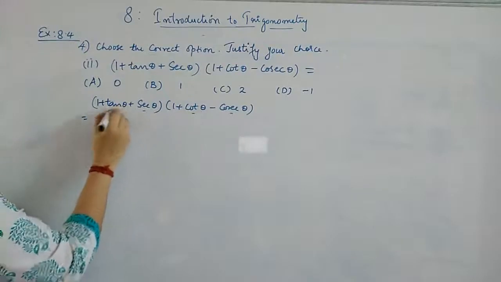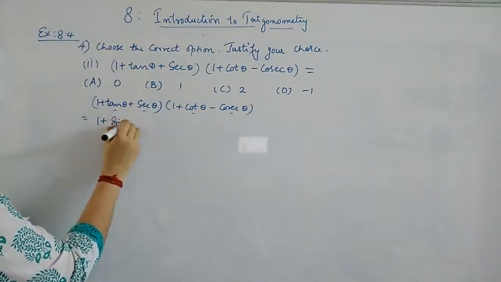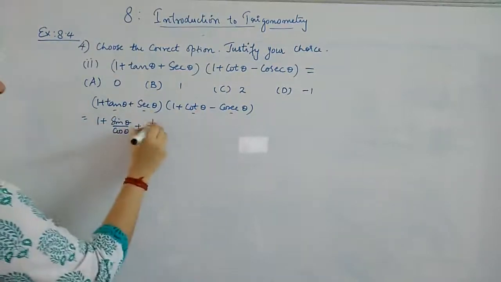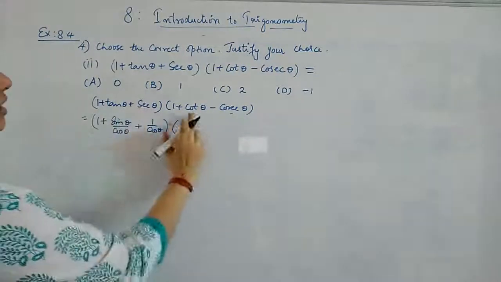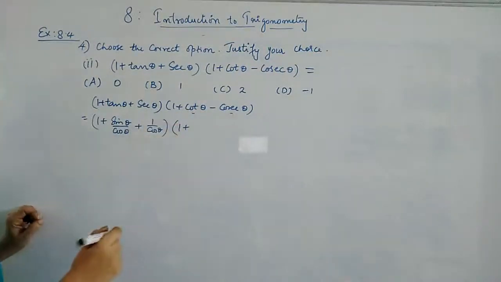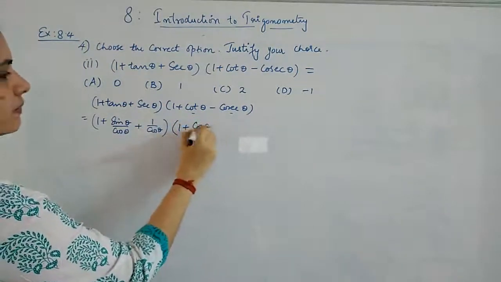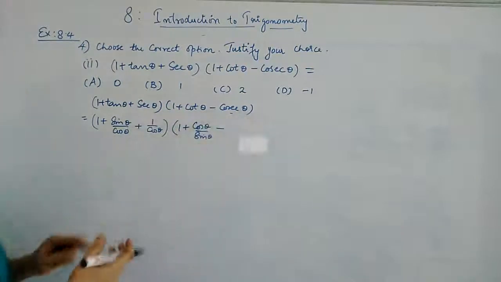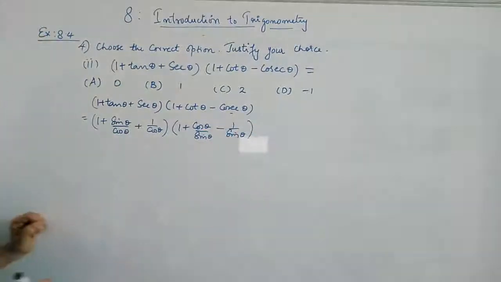So 1 plus, what is tan? It is sine theta by cos theta. So here you will have 1 plus sine theta by cos theta plus, what is sec? 1 by cos theta, into, so this we have changed. Now 1 plus cot theta, cot is reciprocal of tan. That means it will become 1 plus cos theta by sine theta minus cosec theta, which is again reciprocal of sine. So you will get 1 by sine theta.